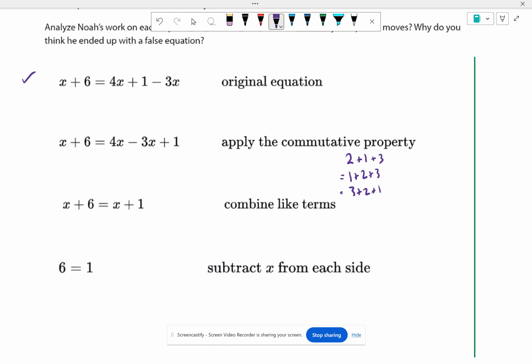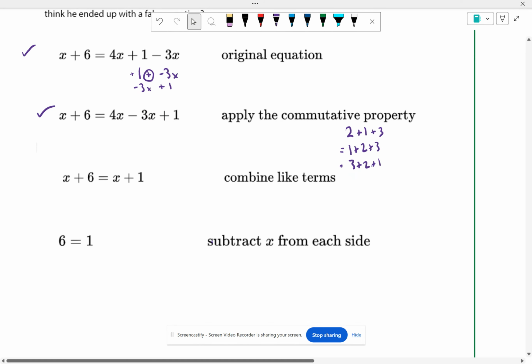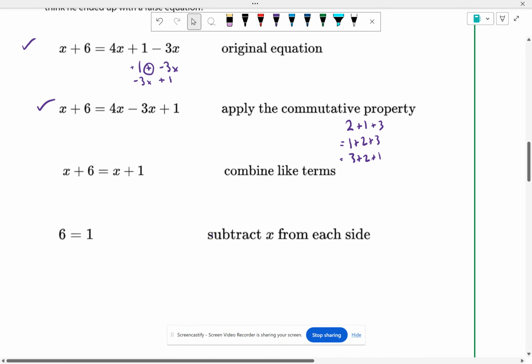So if you take 1 minus 3x, that's the same thing as 1 plus a negative 3x. When you're adding, again, the order doesn't matter, so you can swap that to negative 3x plus 1. So that actually is an acceptable step. You can switch the order of addition because you can rewrite subtraction as adding an opposite, and as long as the minus comes in front of the 3 and the plus comes in front of the 1, we're okay. So the next step is they said you combine like terms.